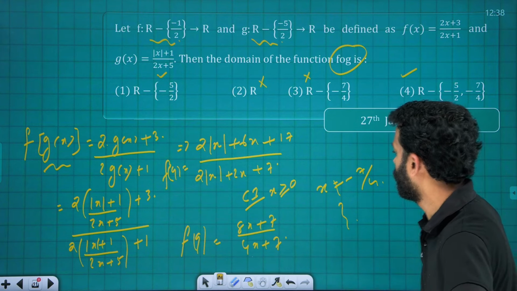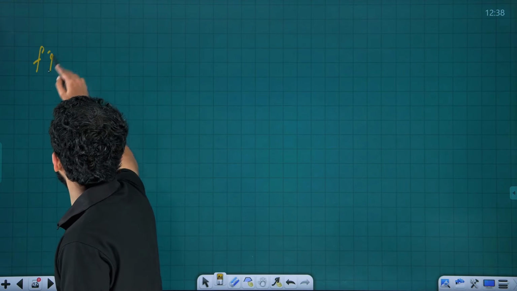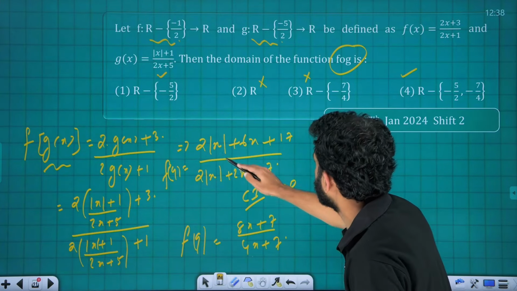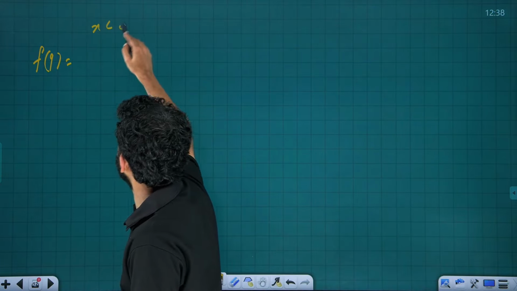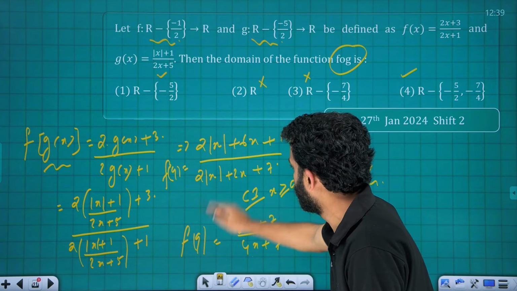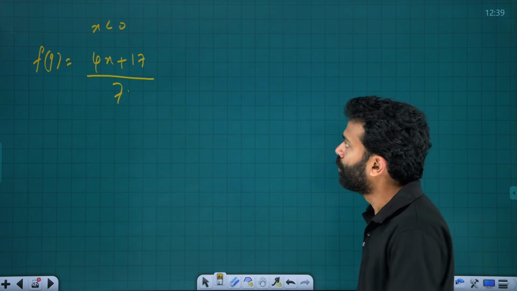So the next one, f of g, this is x less than 0. It will be minus 2x. Minus 2x plus 6x is 4x, plus 17, divided by, if it is less than 0, this becomes minus 2x, and minus 2x and 2x got cancelled. This becomes 7. That is f of g is equal to 4x plus 17 by 7.